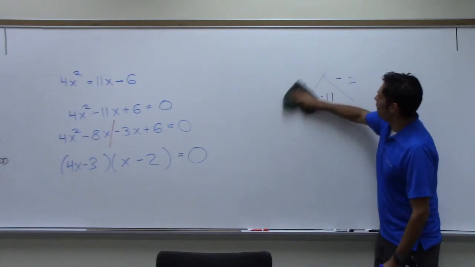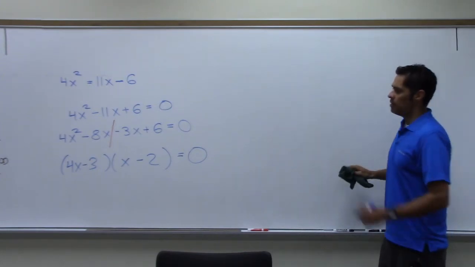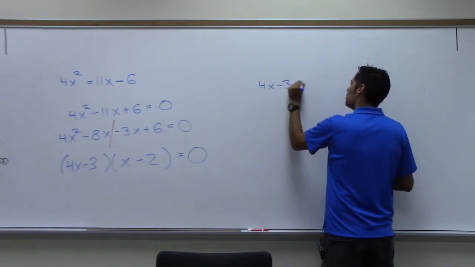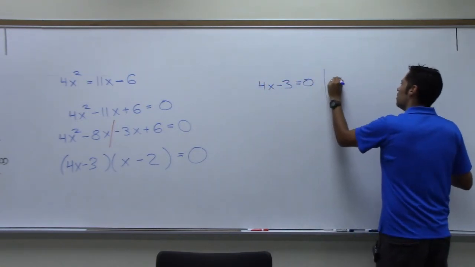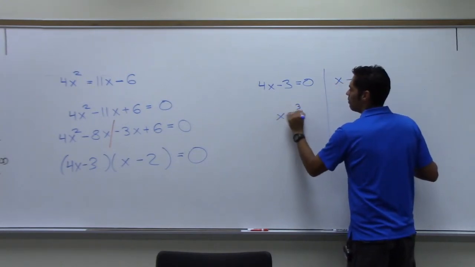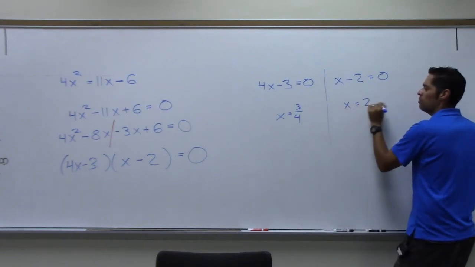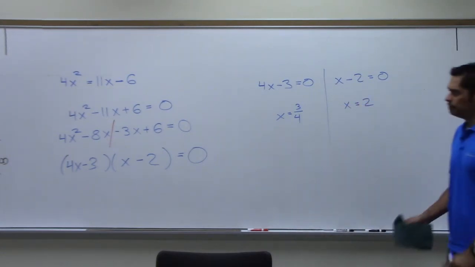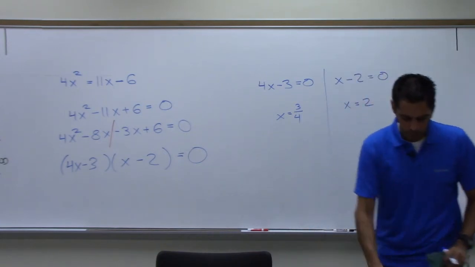So what do I do at this point? Set each of them equal to 0. So 4x minus 3 equals 0, and then x minus 2 is 0. And then solving each of these, 3/4 and 2. So it's either 3/4 or 2.